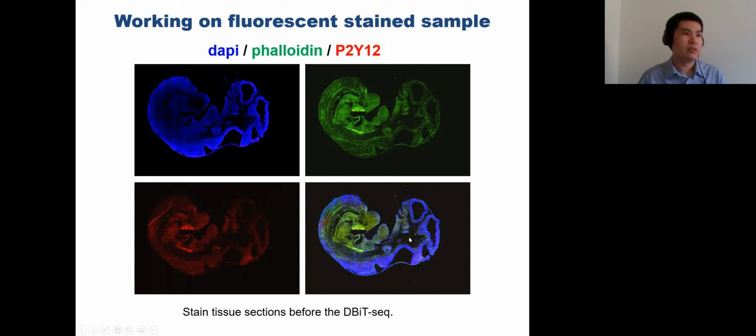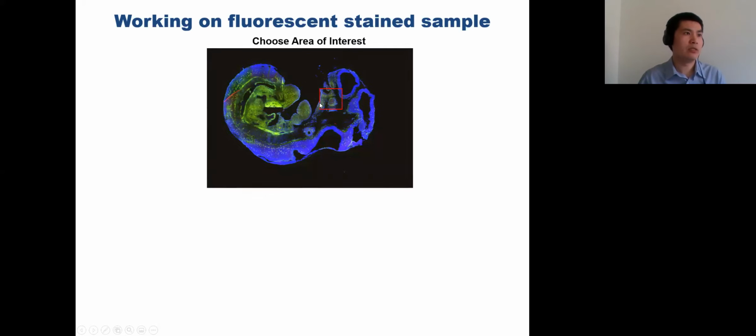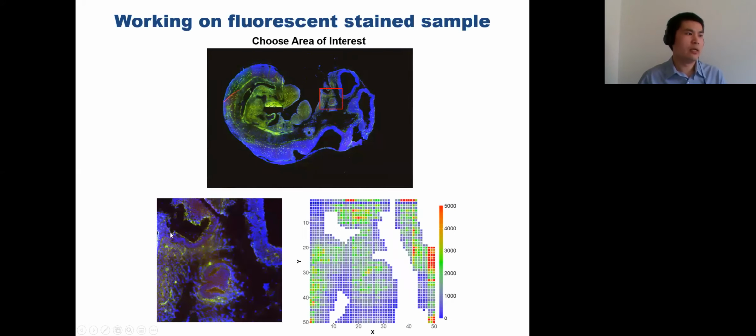And starting from here, you can use the DBiT-seq data to analyze the spatial area of interest. For example, if you're interested in this region, what you can do is use our PDMS chip to cover this region, and you can enlarge this area and find out the mRNA expression of this region.